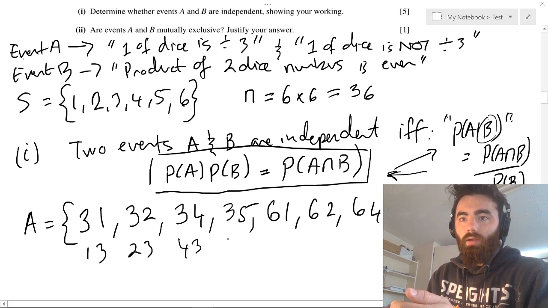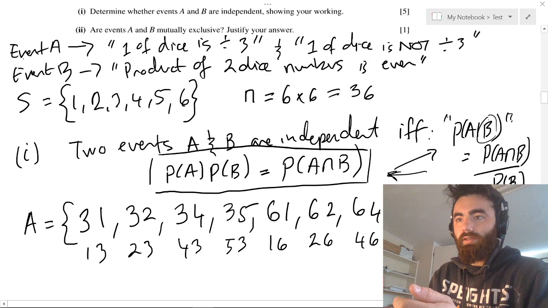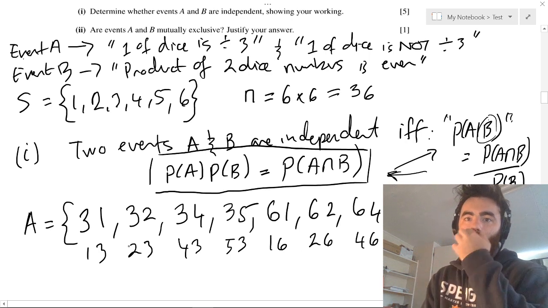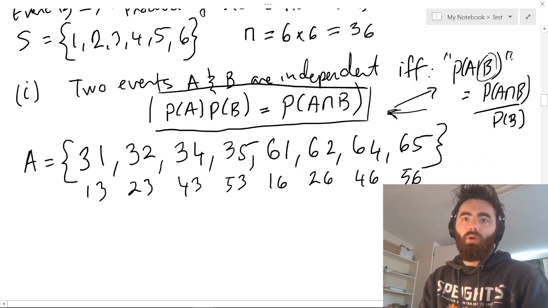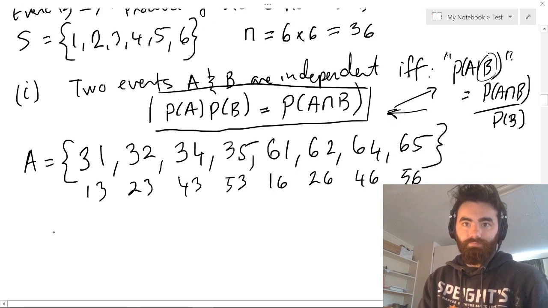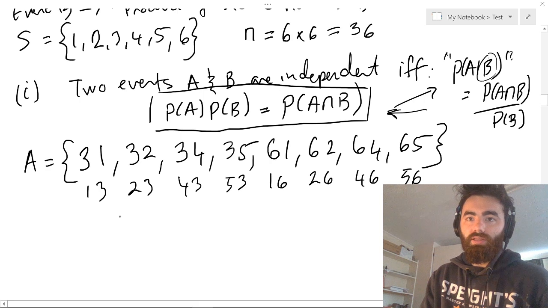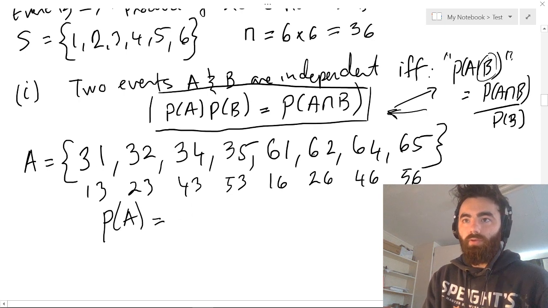4, 3, 5, 3. You could just times it by 2, but I'll just write them out. 1, 6, 2, 6, 4, 6, and 5, 6. Because you do a roll and it doesn't really matter what comes first and second. So therefore the probability of A equals 1, 2, 3, 4, 5, 6, 7, 8, 16. 16 over the total, which is 36.